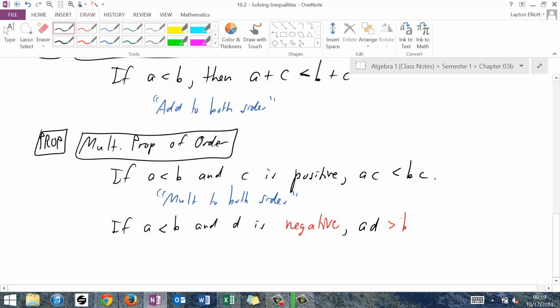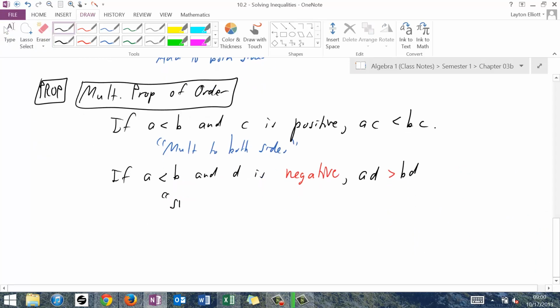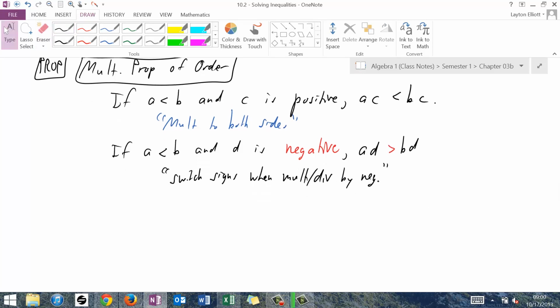I should switch back to black. What I kind of nickname this is the switch sign rule. Here, BD. This is the switch the signs whenever you multiply or divide by a negative. And we'll practice that one a lot here. Okay, so those are the multiplication properties of order.